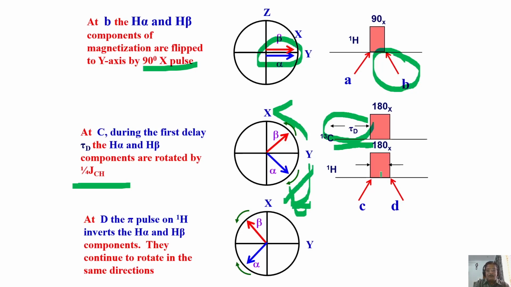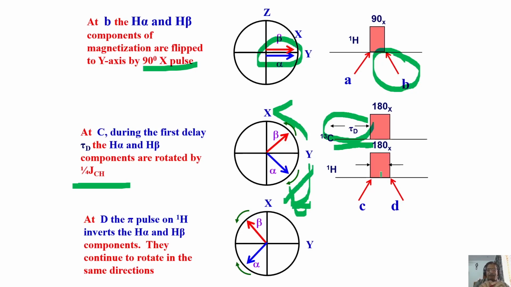Now in the X axis, I rotate like this by 180. What happens? One which was here came here, the one which was here came here. But they continue to precess in the same direction. You understand what is happening to the proton spin vectors? It was brought here, they start dephasing like this and like this.